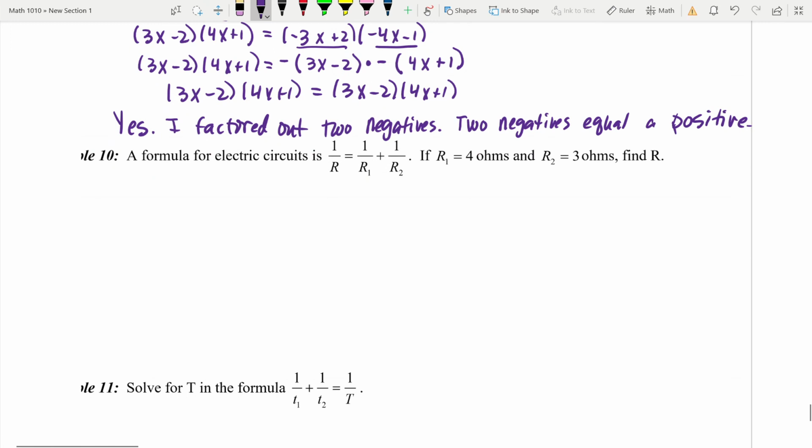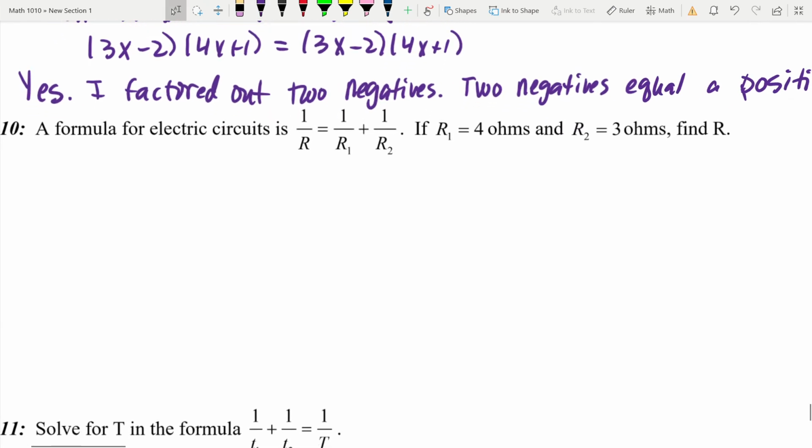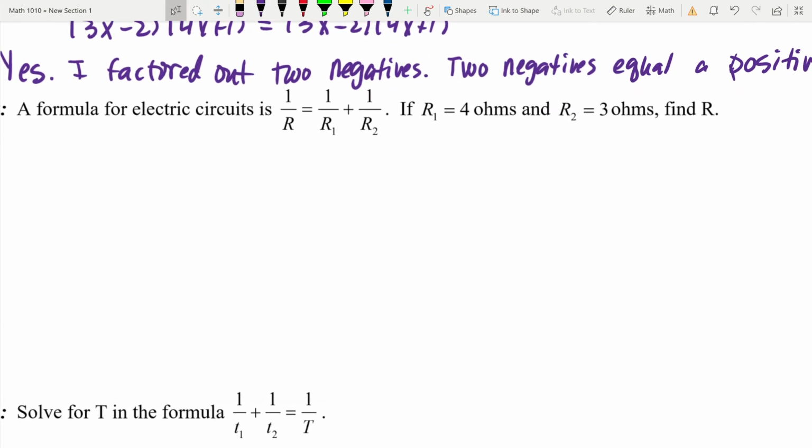Okay, question 10. It looks horrible, right? It's not horrible. Here's your equation, and then all they tell you is R sub 1 is 4, R sub 2 is 3. Find R. So you just have to substitute those numbers in, okay? It's just ohms, it just has to do with electrical, I know. I'm sure you guys, has anyone worked with this in their science class at all? Okay, so a couple people.